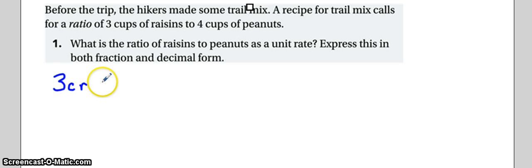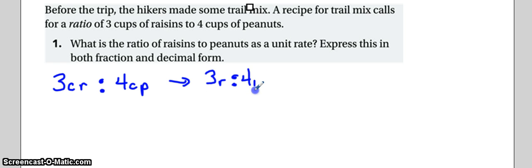So we're going to put 3 CR to 4 cups of peanuts. Okay, so basically that is a 3 to 4 ratio. So we're just going to simplify this as 3R to 4P. We're going to leave the labels on there so that we know which one is which. Okay. So for the first part of the question, we want to do it as a unit rate.